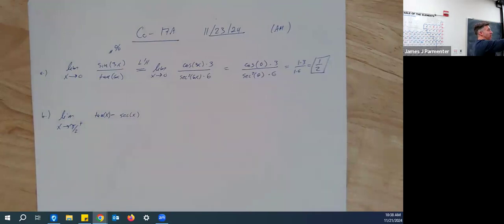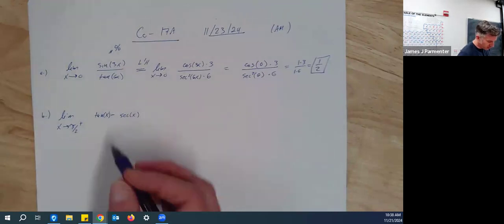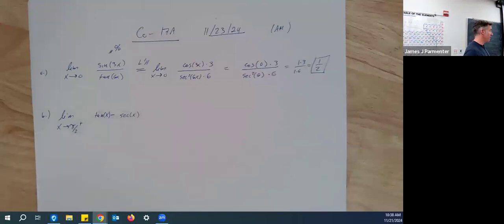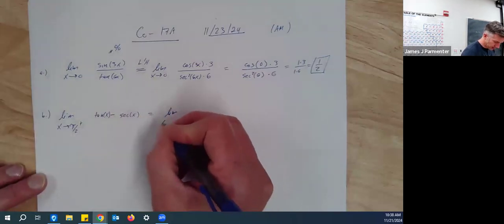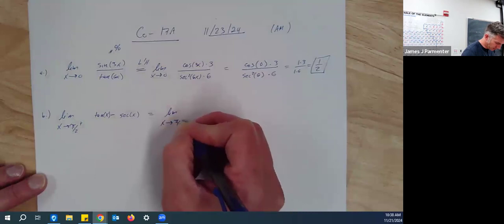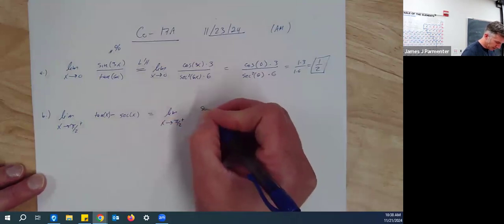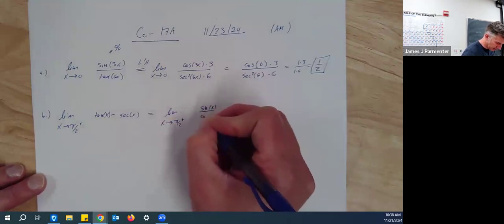So this is an instance where I should rewrite tangent as sine over cosine. I should also rewrite secant as 1 over cosine, so that I have some sort of fraction. Also, if you plug in pi over 2, tangent of pi over 2 is undefined. Secant of pi over 2 is also undefined. So we're going to write this limit as x approaches pi over 2 from the right of sine of x over cosine of x.